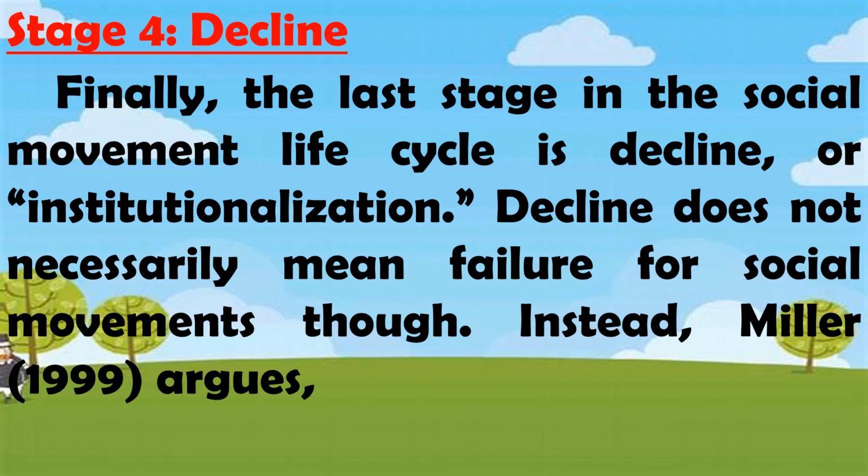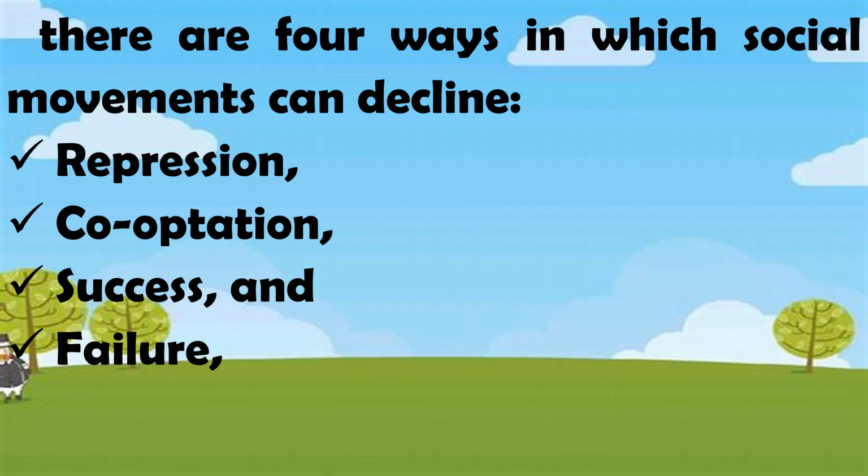Stage 4 or decline. Finally, the last stage in the social movement life cycle is decline or institutionalization. Decline does not necessarily mean failure for social movements, though. Instead, Miller (1999) argues there are four ways in which social movements can decline. First, repression. Second, co-optation. Third is success. And the last one is failure.